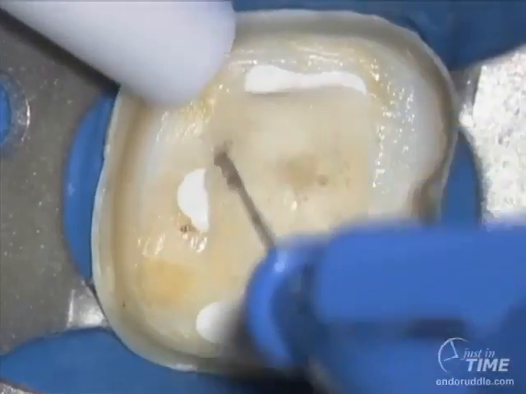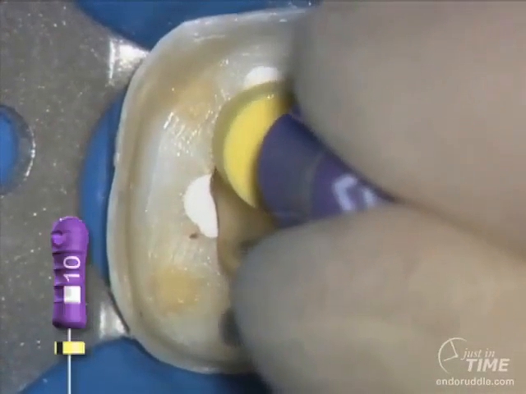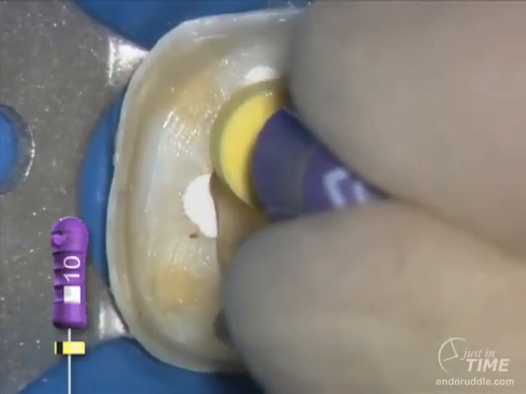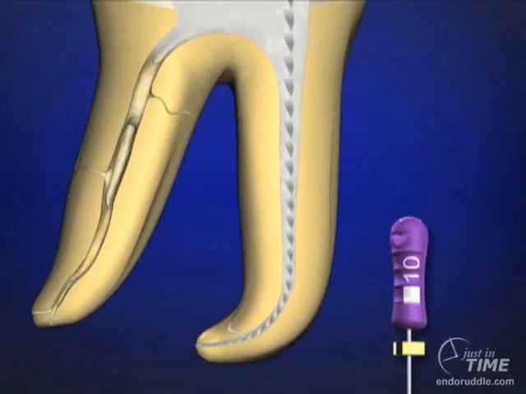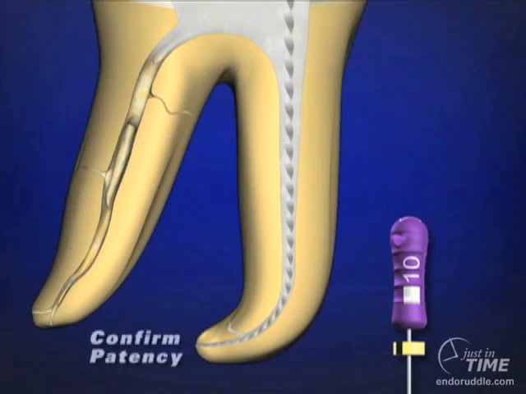Irrigate, use a tin file to clear the frame of any mud that might have been generated with the 15 file, and confirm patency. The canal was patent before we ever went into it, so let's make sure it's still patent, because rotary instruments cannot follow a blocked canal.